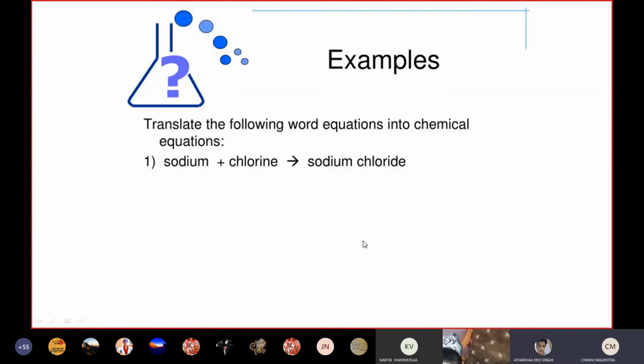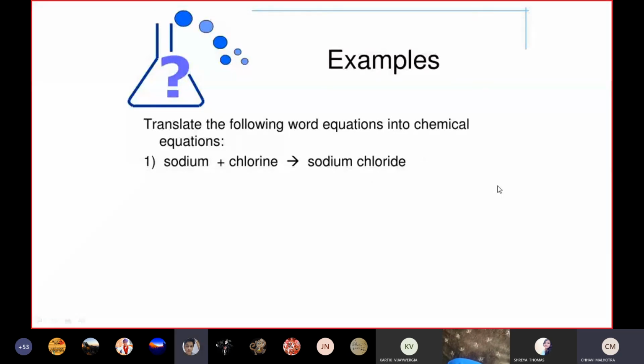Now see this equation, you have to translate. Better just give me 2, 3 minutes more and then you can ask your doubts. Translate the following word equation into chemical equation. Just do it quickly, 10 seconds. Sodium plus chlorine gives sodium chloride.